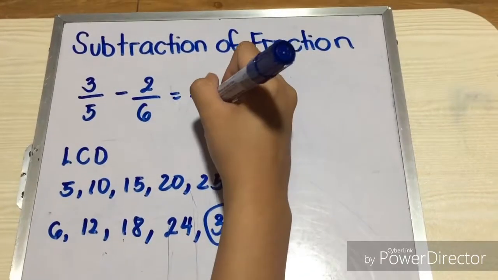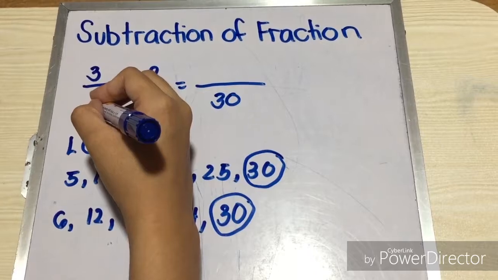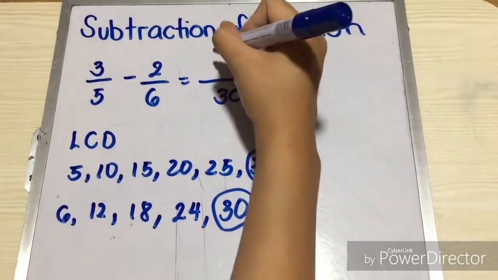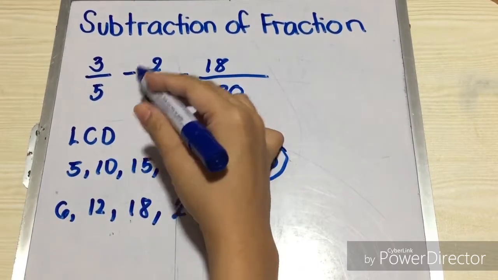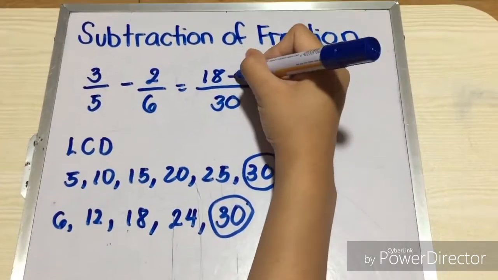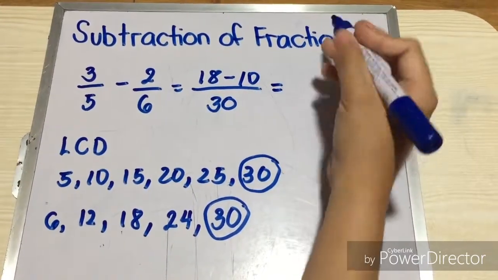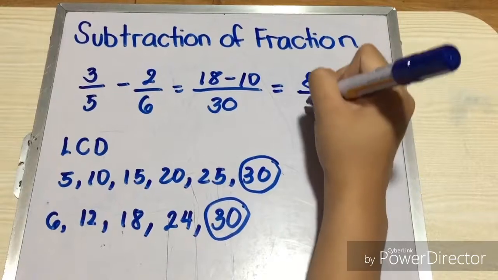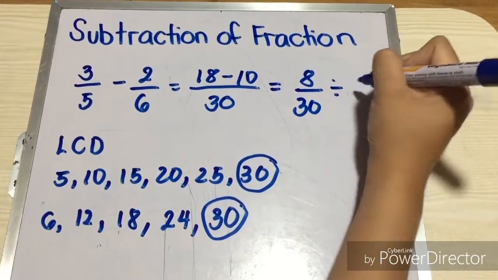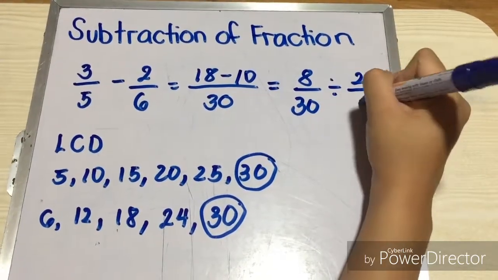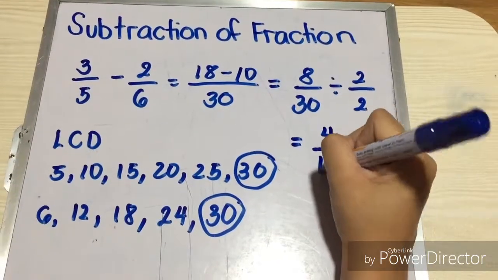That's the new denominator. 30 divided by 5 is 6, times 3 equals 18. 30 divided by 6 is 5, 5 times 2 equals 10. So 18 minus 10 equals 8 over 30. Since these two can be divided by 2, 8 divided by 2 and 30 divided by 2 equals 4 over 15.